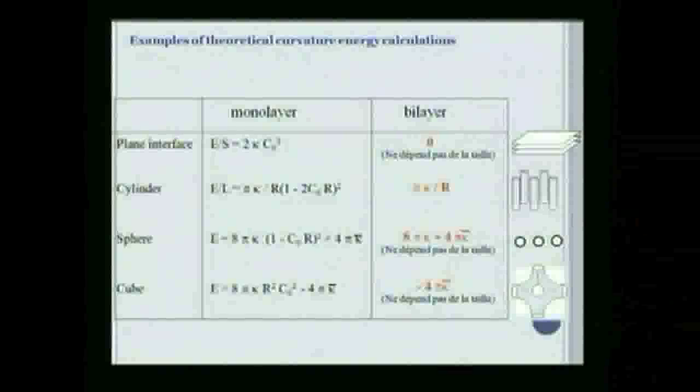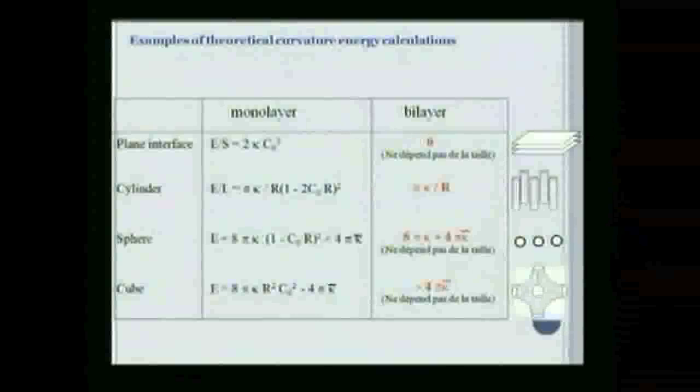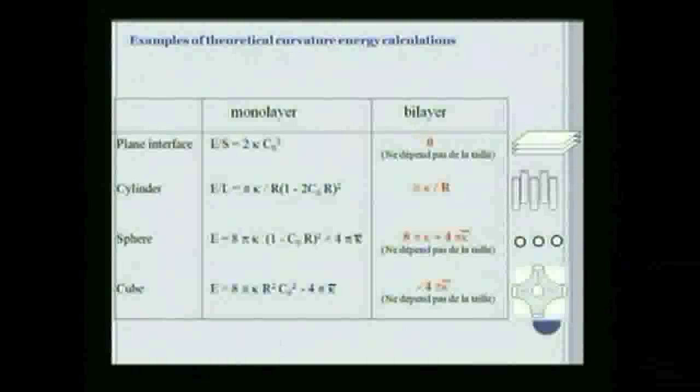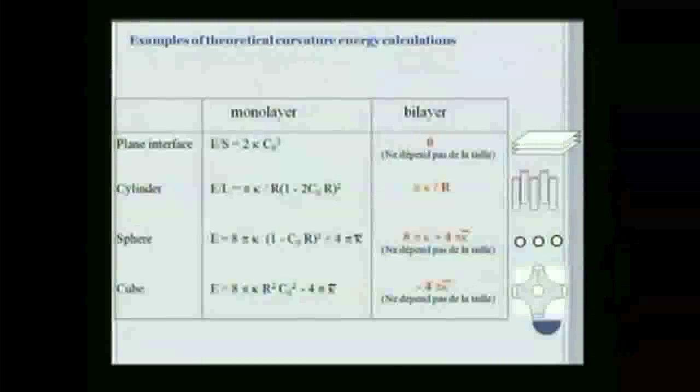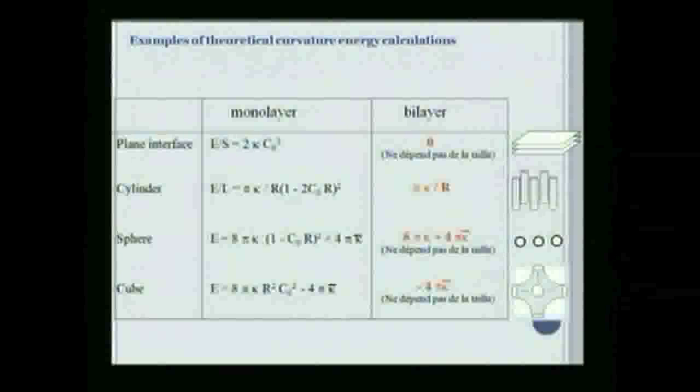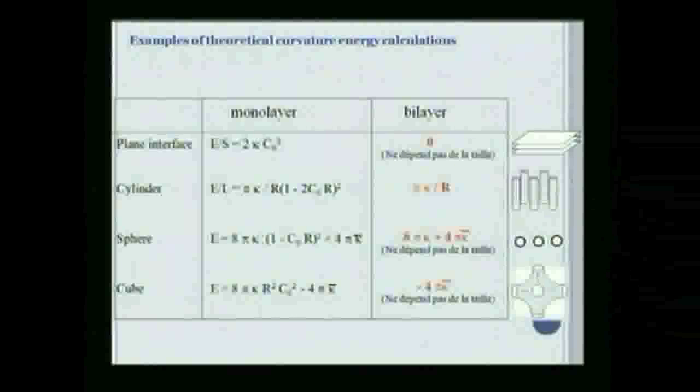I just don't want to go into details, but just to give you a few examples, when you calculate this curvature energy in different cases, layers, cylinders, spheres, cubic phases, for example, you will find different types of calculations, and it also depends if you have a monolayer or a bilayer of surfactants. It also changes your calculation of curvature energy. It's not useful to describe all of this.